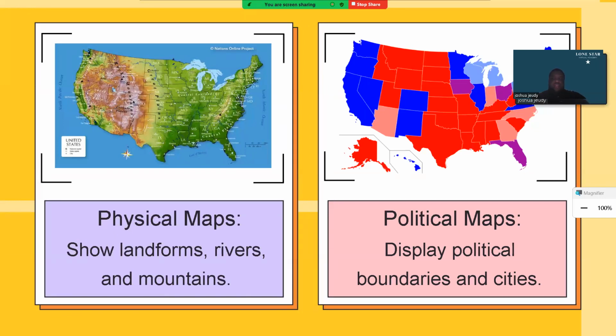Then you get political maps. This one we're very used to. We know very well. Political maps are responsible for showing different boundaries. These different boundaries allow us to understand that Texas borders Louisiana. Louisiana is right there and borders it. There's a nice boundary separating the two areas.